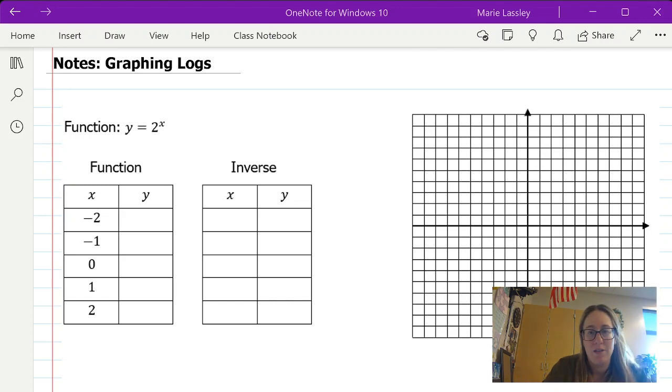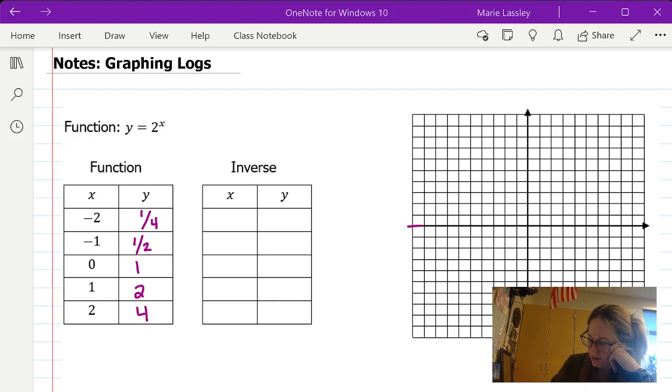Okay, so now all of our values are up there. What we're going to do is go ahead and graph this function on our provided grid.